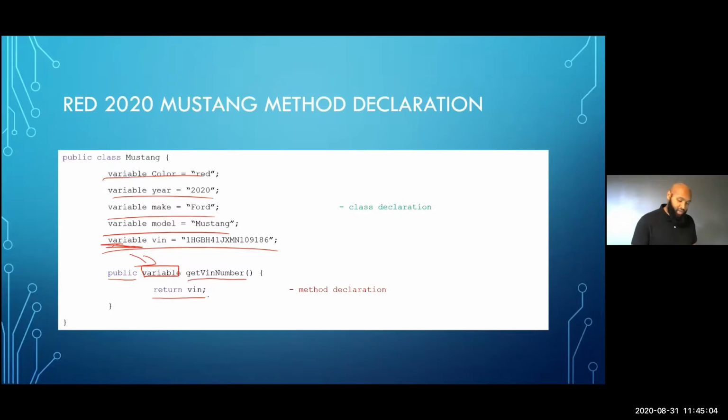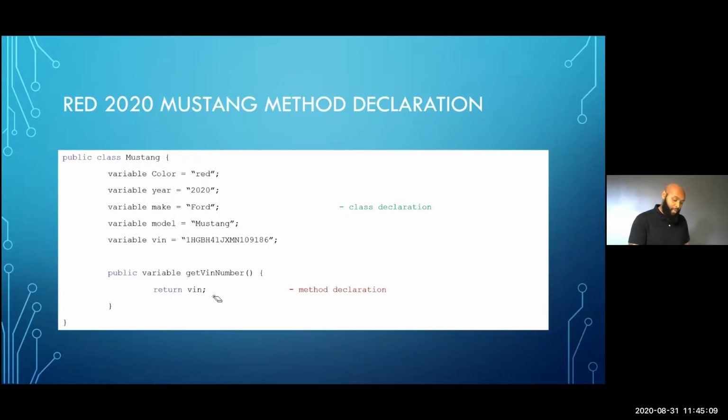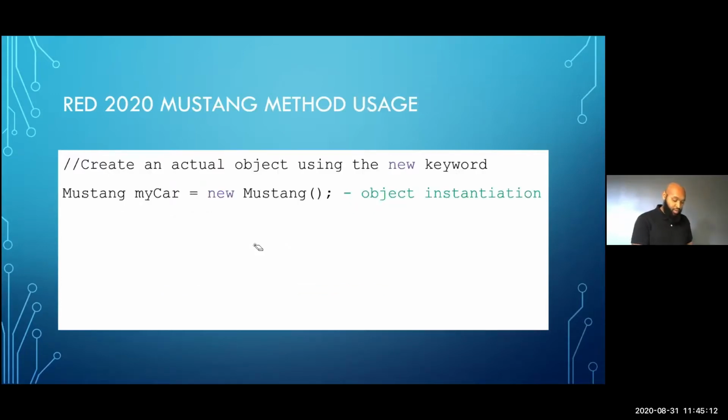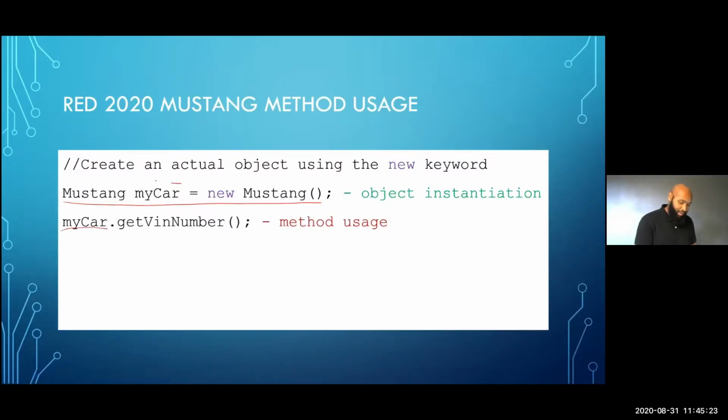Right, but I can do all this within the class. And I actually have to define it in the class first. So remember, this is me instantiating my object. We're creating that actual Mustang, the physical Mustang. Now I can use my car, which is the name of my object, right? Dot get VIN number. Now I'm actually using that method to get that VIN number. And this would return whatever the VIN number is that I set. Okay? So I can use that method now to get the VIN number from that Mustang.